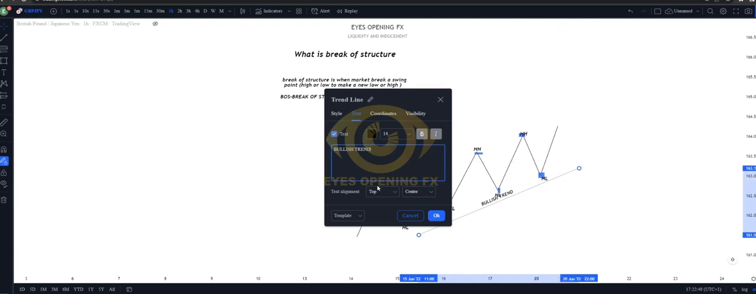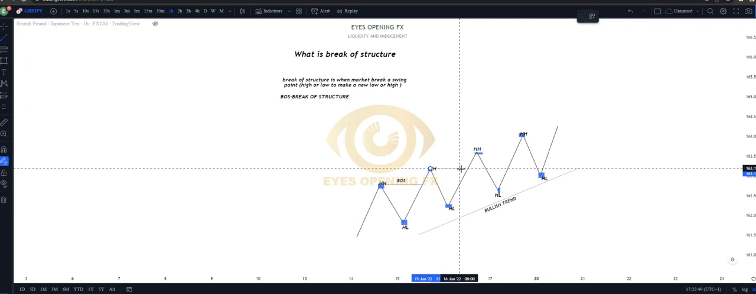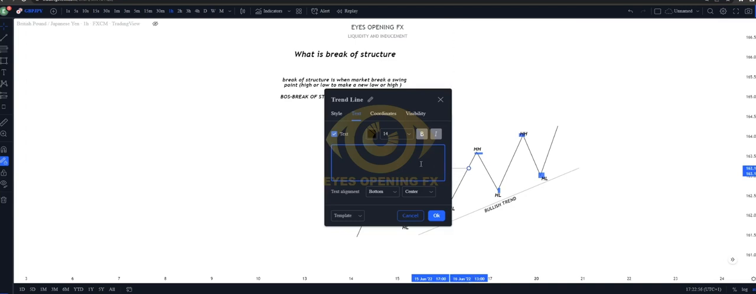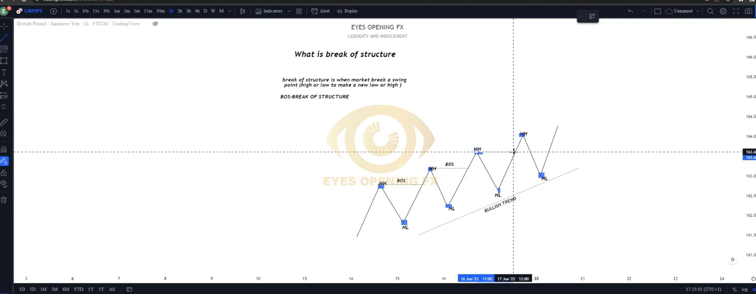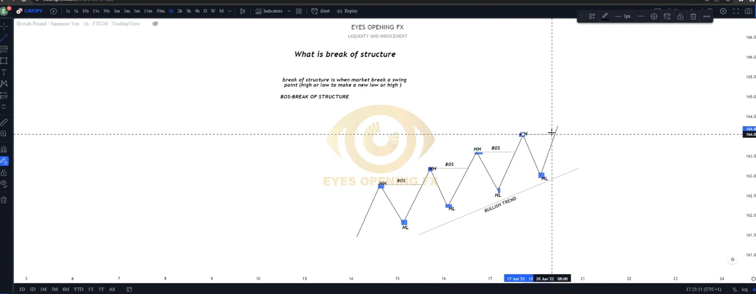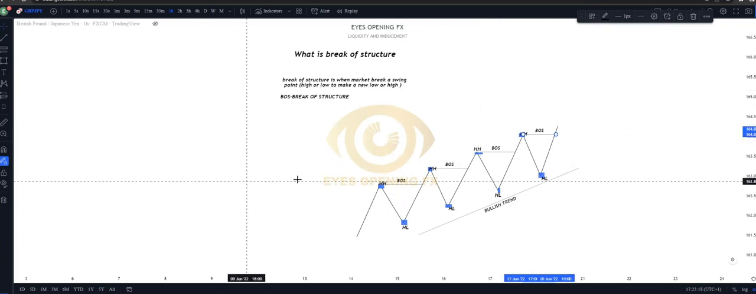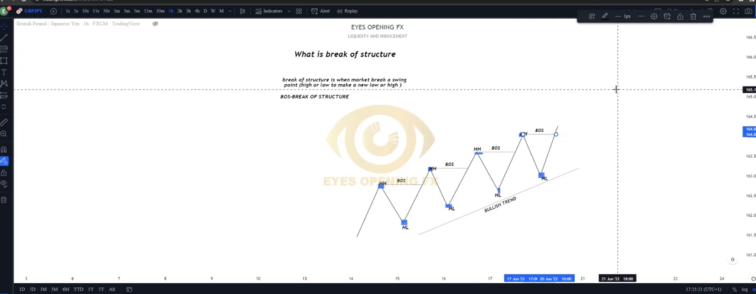This is our bullish trend. As the market makes a new higher high, around this area, we call it a break of structure. This is our break of structure. This is our break of structure. This is our break of structure. Same idea for a bullish trend.